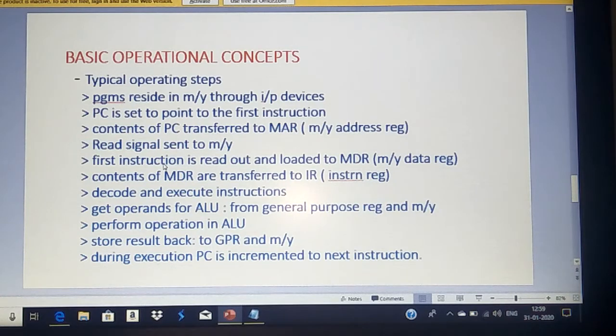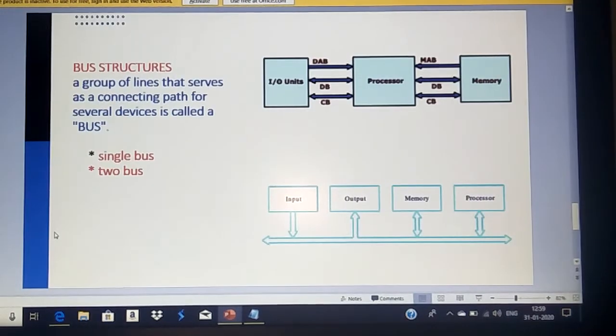This is the basic operational concepts. Then bus structures. A group of lines that serves as a connecting path for several devices is called a bus, and there are two types, single bus and two bus. Here is the architecture or a simple diagram for single bus and two bus structures.